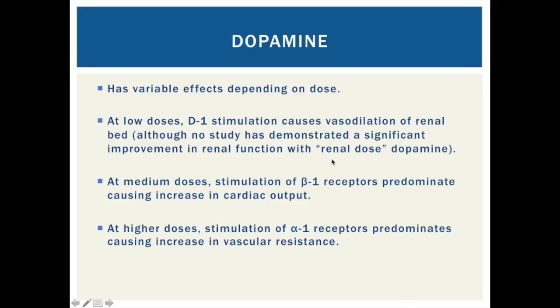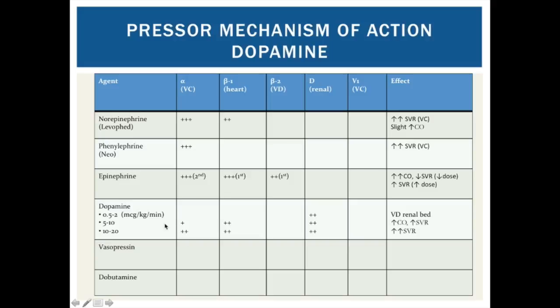Then at medium doses, it stimulates the beta-1 receptors, predominantly causing an increase in cardiac output. And at higher doses, it stimulates, again, the alpha-1 receptors and causes that increase in SVR. So you can see here, low dose, medium dose, high dose. Low dose, you get the D1. Medium dose, you're going to get a little bit more beta-1. And then at high dose, that alpha-1 really kicks in.